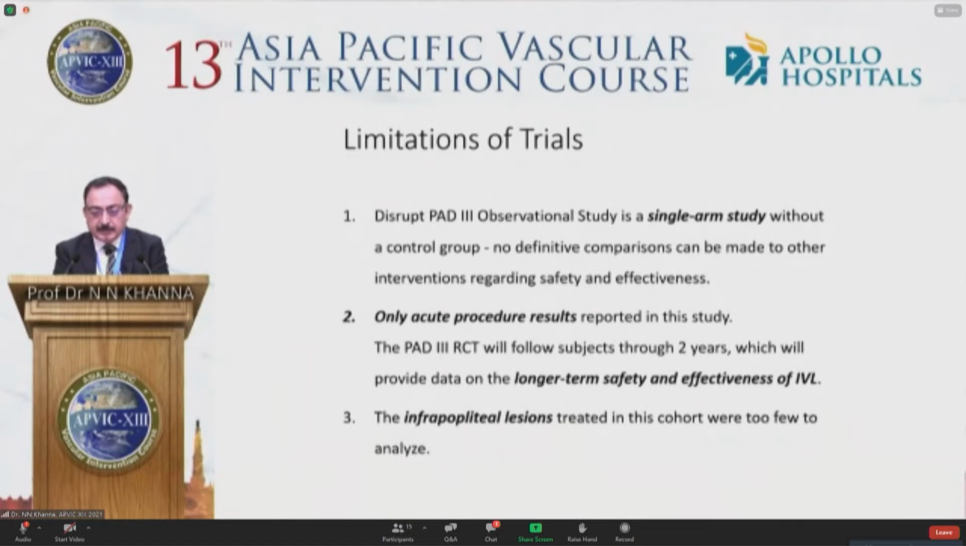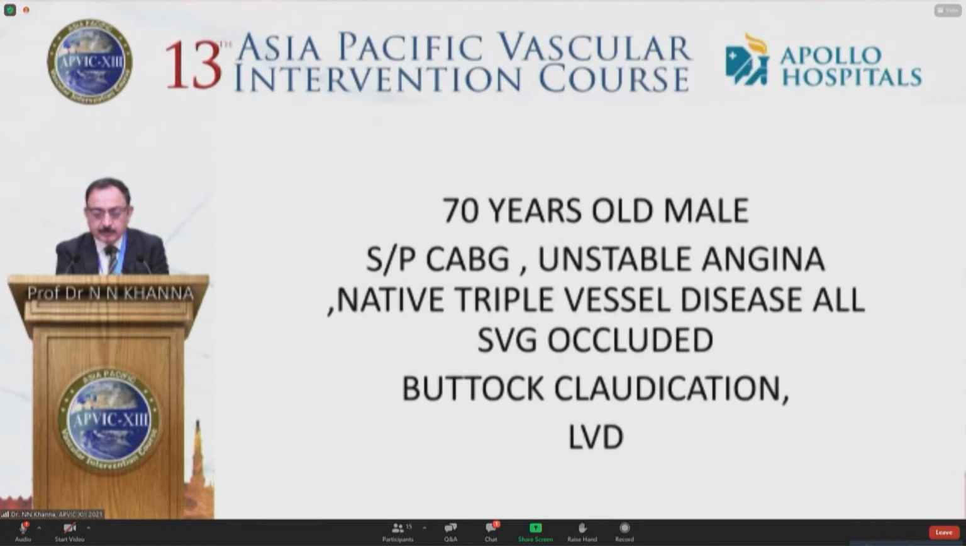The biggest limitation is that it's an observational single-arm study without a control group, and there is no definitive comparison that can be made to other interventional devices in terms of safety and effectiveness, especially atherectomies. Only acute procedure results are reported in this study, and the PAD 3 RCT will follow subjects to 2 years, and this will provide data on long-term safety and effectiveness of IVL. Infrapopliteal lesions treated in this cohort were too few to analyze, so the study did not have power to come out with an effective conclusion.